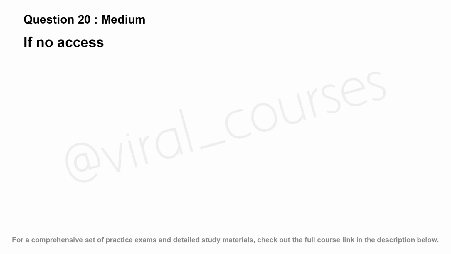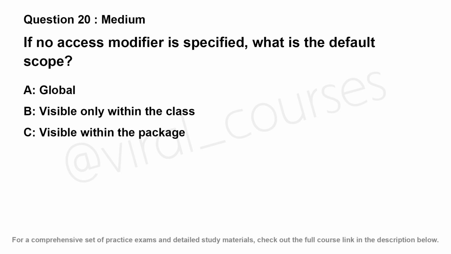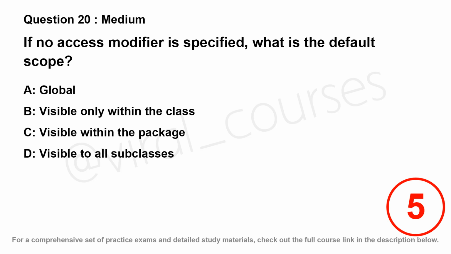If no access modifier is specified, what is the default scope? Option A. Global. Option B. Visible only within the class. Option C. Visible within the package. Option D. Visible to all subclasses.